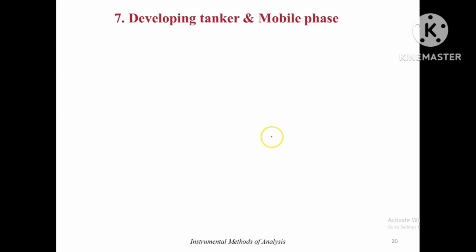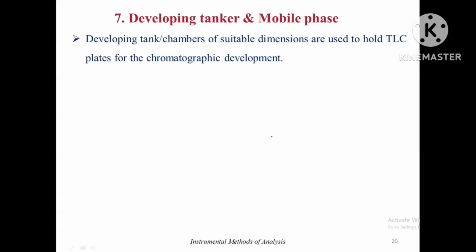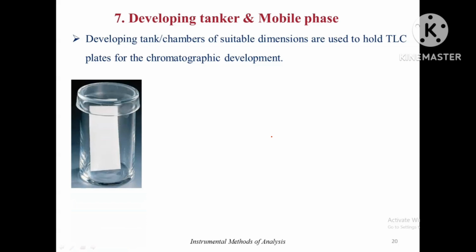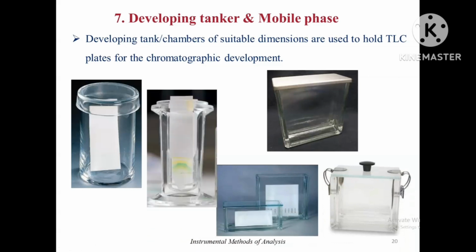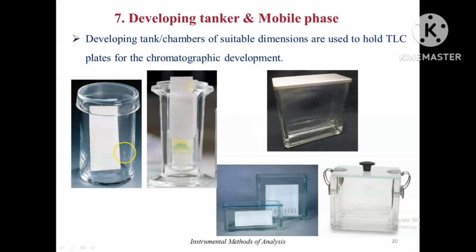The next step involved is developing tanker and mobile phase. This developing tanker is also known as TLC chamber or developing chamber. These developing chambers of suitable dimensions are used to hold TLC plates for chromatographic development. The selection of TLC chamber depends on the complexity of the mixture to be separated. If the mixture to be separated is very simple, then we can use smaller size TLC chambers. On the other hand, if the mixture is complex, then we can use bigger chambers.